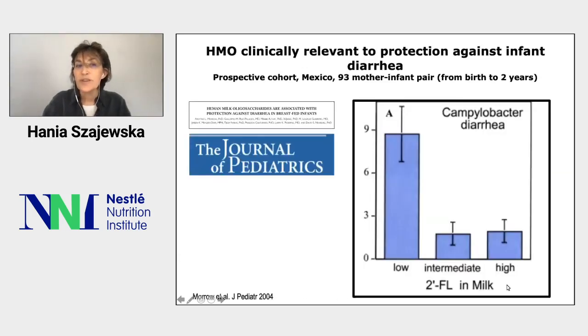There is a famous prospective cohort study from Mexico, published some time ago, in 93 mothers and infants, which were followed from birth to 2 years of life. And what has been nicely shown is that if the mothers have high levels of fucosylated HMOs in their breast milk, especially 2FL, 2-fucosylactose, it was associated with a lower risk of Campylobacter diarrhea and severe diarrhea. So this is an important finding showing that specific HMOs play a role in protection against infant diarrhea.